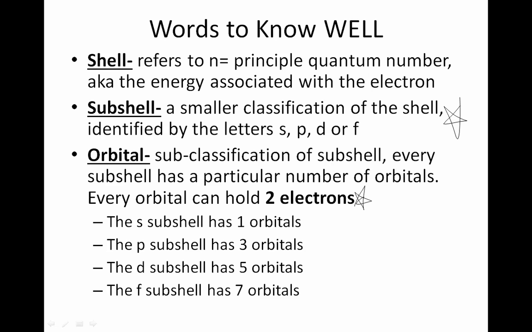Okay, so every orbital can hold 2 electrons. Now note, the S subshell has 1 orbital, the P has 3 orbitals, the D has 5 orbitals, and the F, which I haven't shown you, has 7 orbitals. For this class, we're only going to focus on S, P, and D. F can be used in general chemistry if you go on and take that. But it's the same idea, same concepts, it just has more possible shapes and a lot more energy.